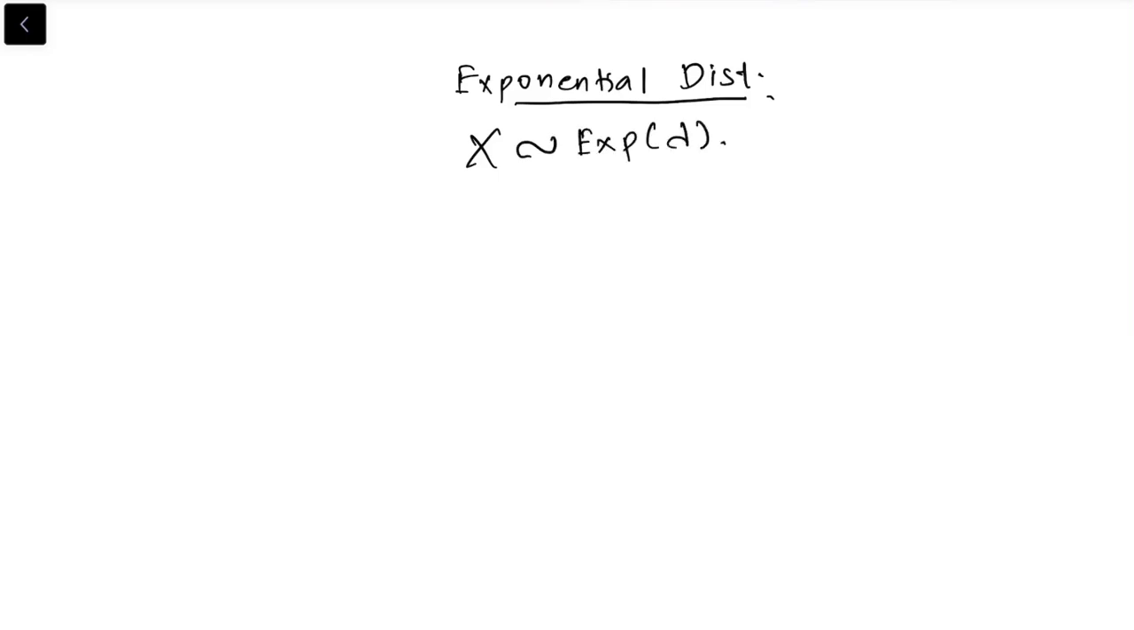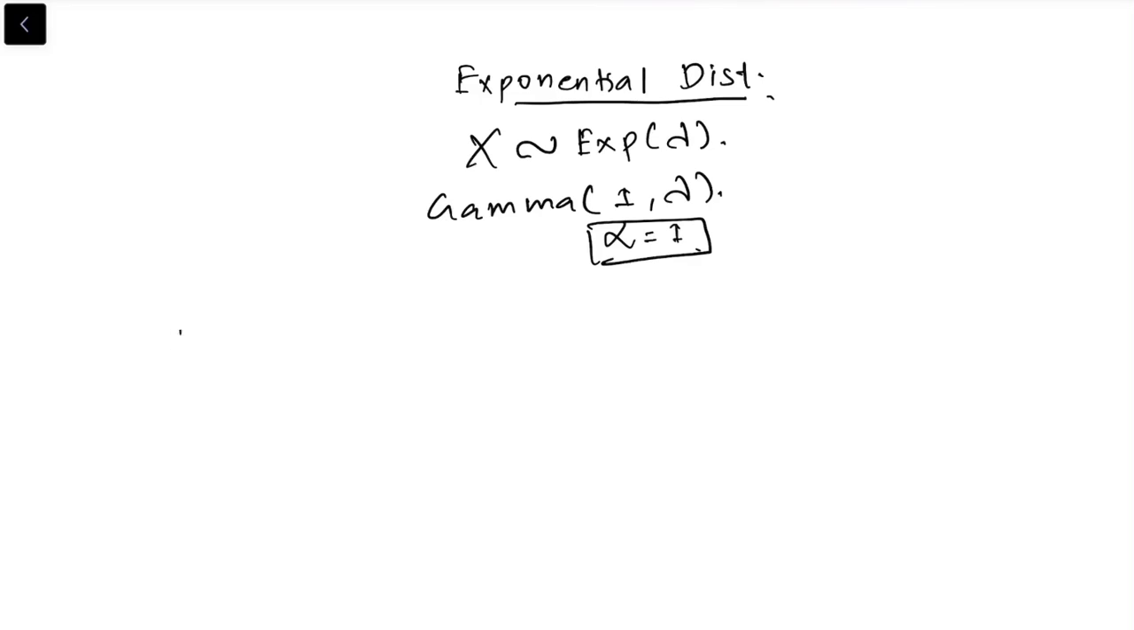In this lesson, we are going to learn one special case of gamma distribution, that is exponential distribution. The notation is X follows Exponential(lambda), and Exponential(lambda) is the same as Gamma(1, lambda), where alpha equals 1. So when alpha equals 1, this is simply the exponential distribution.